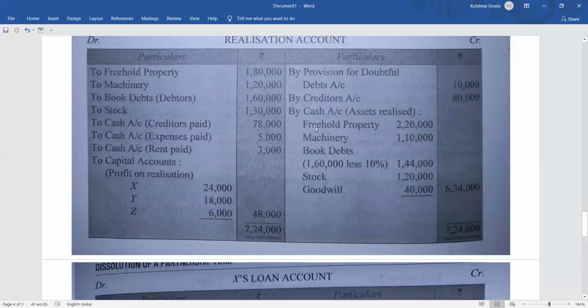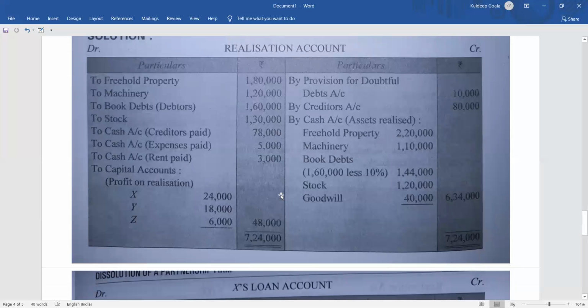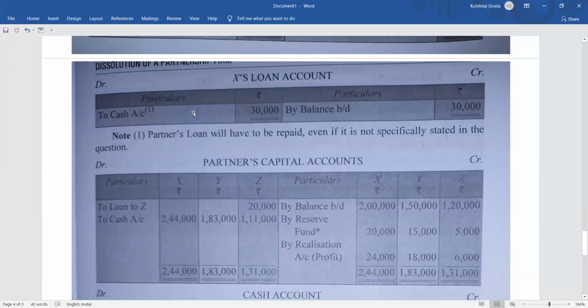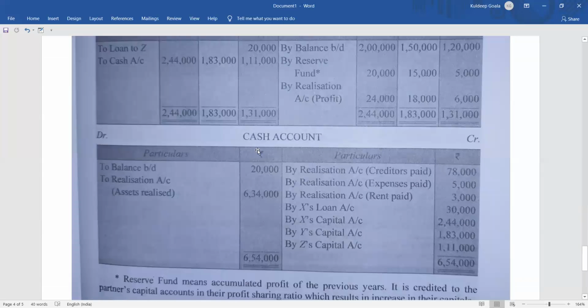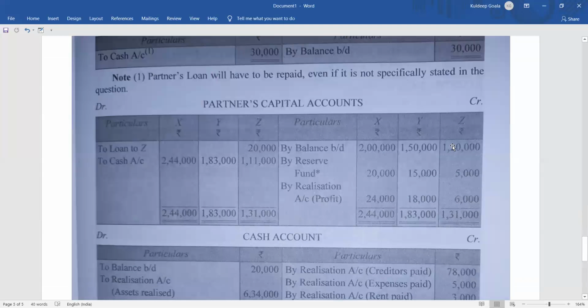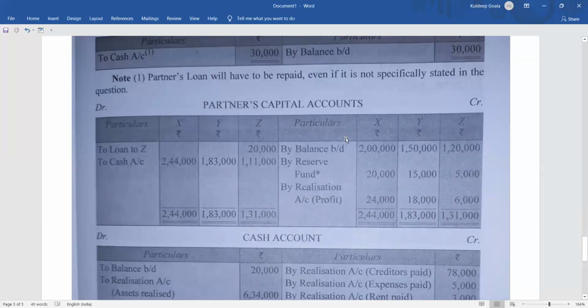Now you can see that the realization portion is over. Now we'll go to X loan account. What is there in the X loan? In the debit side it is to cash 30,000, so it will appear in the credit side. You mention: by X loan account 30,000. Clear? Now we will go for capital. In the capital account also you can see that only cash is appearing in the debit side. There's nothing on the credit side.